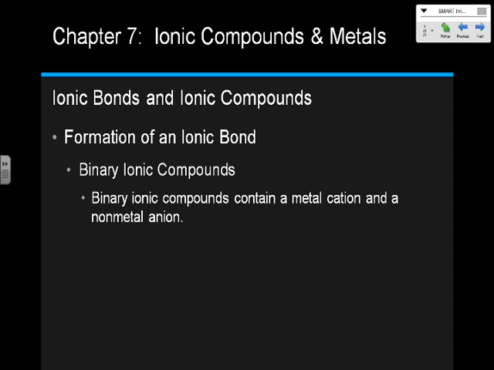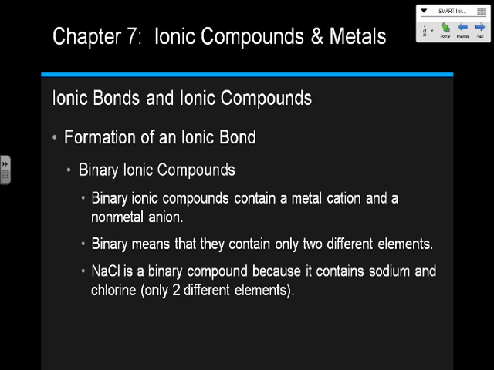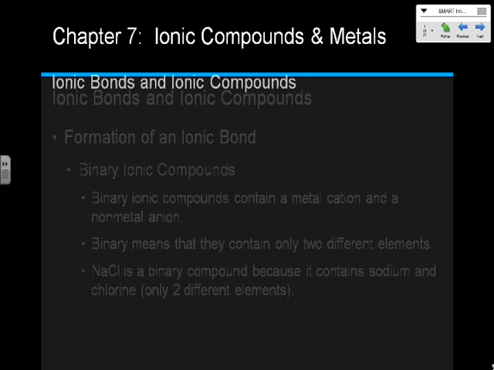Now, binary ionic compounds. These are compounds that contain a metal cation and a nonmetal ion. And the reason we say binary is because they contain only two different elements. All right? When we say ternary, in a couple, I don't know if it'll be this unit or next unit, you're going to learn what that means. But right now, remember that binary means only two different elements. So sodium chloride is a binary compound because it contains sodium and chlorine, which is only two different elements.